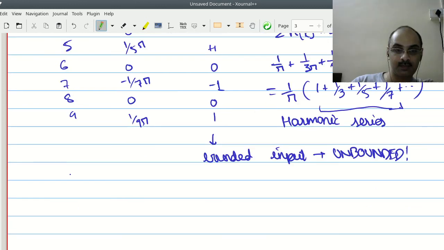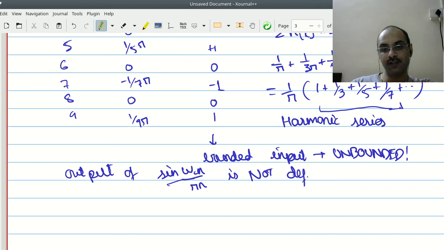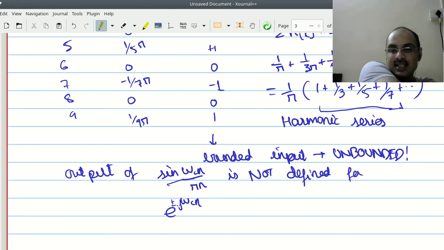the output of, I am going to write a general statement even though I did it only for pi by 2, sin omega c n by pi n is not defined for e power j omega c n, plus or minus. So if you give the exact cutoff frequency as the input, the output is not defined, and this goes back to the original point that I was making.